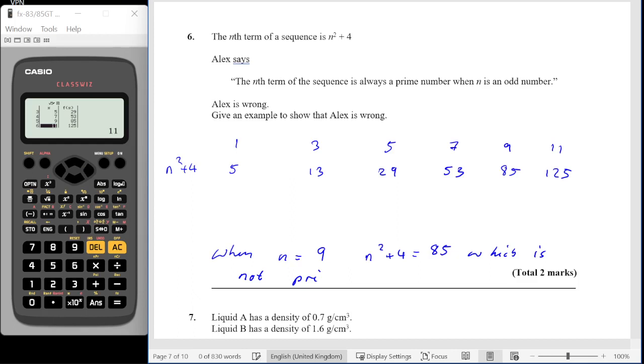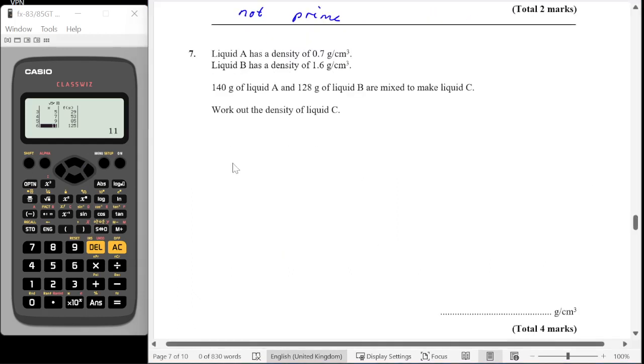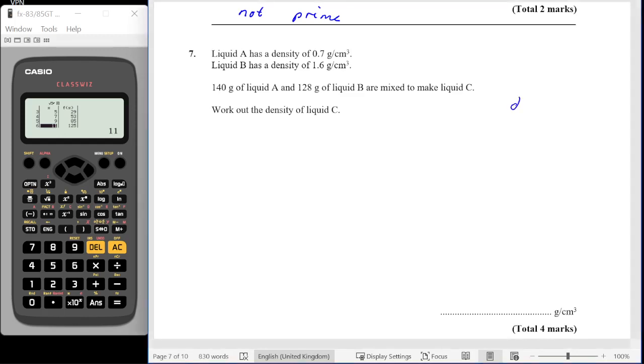Okay, question seven. Liquid A has a density of 0.7 grams per centimeter cubed. Liquid B has a density of 1.6 grams per centimeter cubed. 140 grams of liquid A and 128 grams of liquid B are mixed to make liquid C. Work out the density of liquid C. Well, density is equal to mass divided by volume. I can always get that from the compound unit here. Grams is a measure of mass, centimeter cubed is a measure of volume.